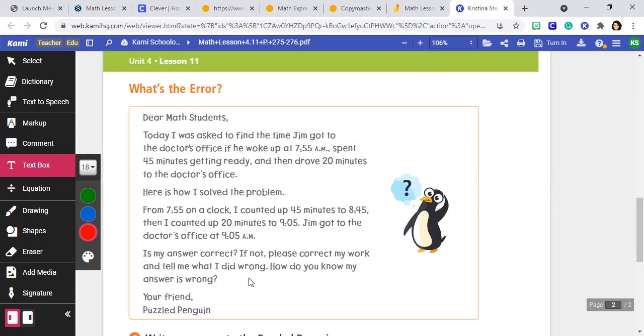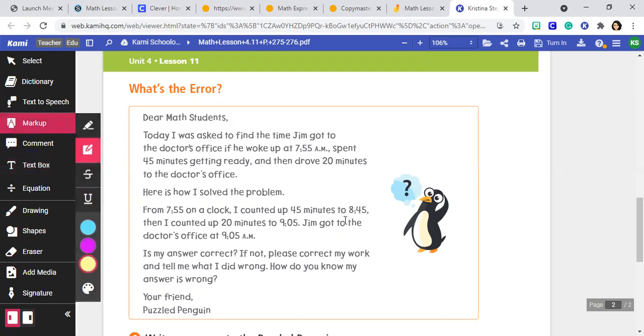Well, I don't know about you, but take a minute to pause and think about this. Pause the video, think about this. Come back when you have an idea. I see right here where Puzzled Penguin said from 7:55 on a clock, he counted up 45 minutes to 8:45. He's off by just a little bit, isn't he?